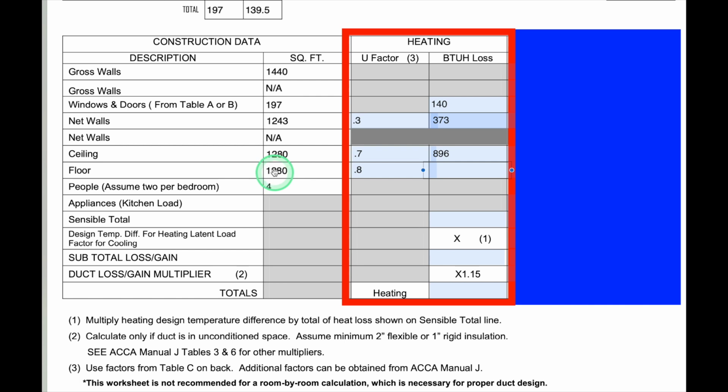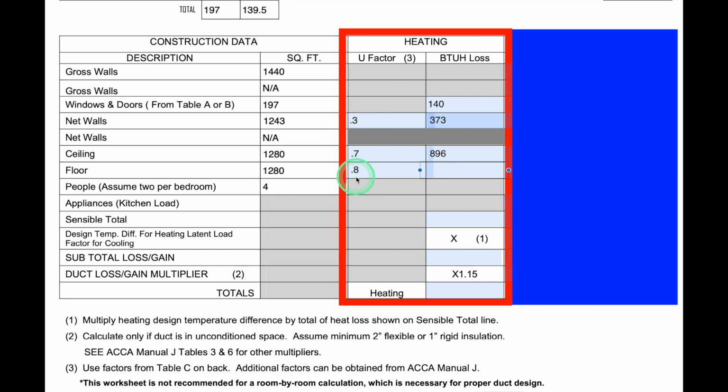So we're going to do the same thing for the floors. Oh, you know what though? I remember that we picked concrete, so we're only losing heat on the perimeter. If we had an elevated floor, wooden floors, then we would use the floor area because that whole bottom floor would be affected by heat loss.